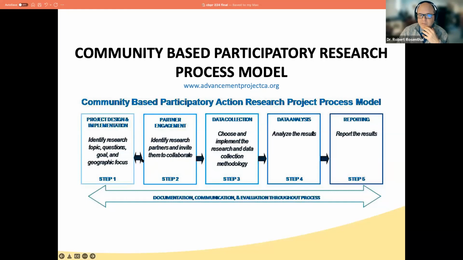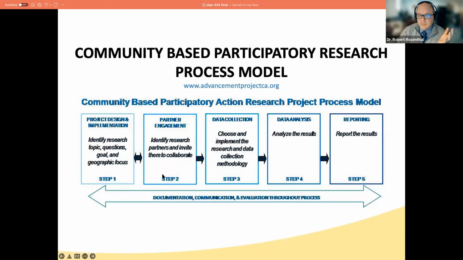But it's important to look at the direction of the arrows here. Julie's already mentioned the bidirectional part of this study. So once the partners are engaged, then it goes back again for project design and implementation. So the initial project design may bear little relationship to what ends up happening.